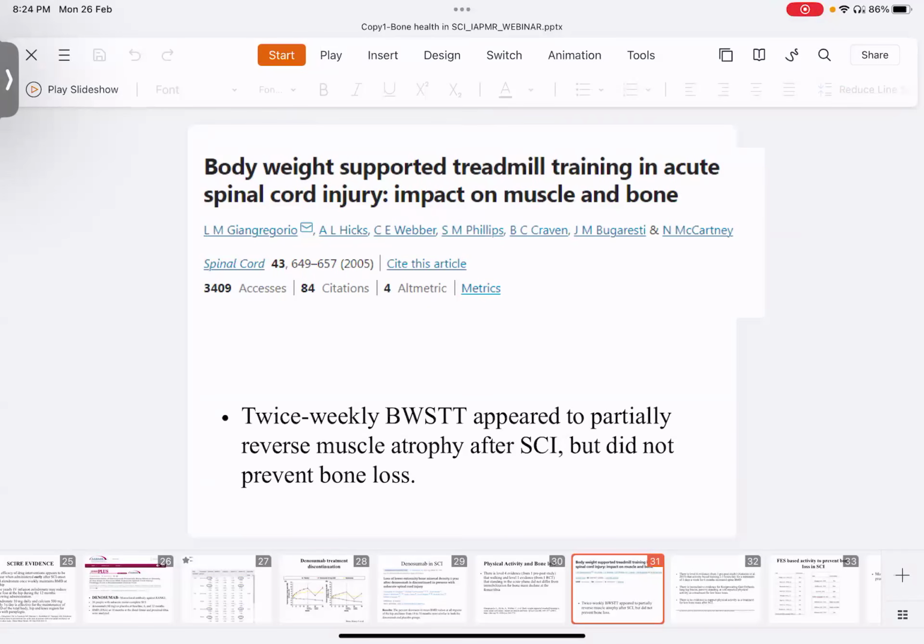So this therapeutic standing also has some positive effect to maintain the muscle mass, or at least to prevent the muscle loss.